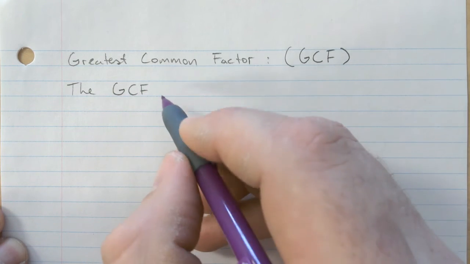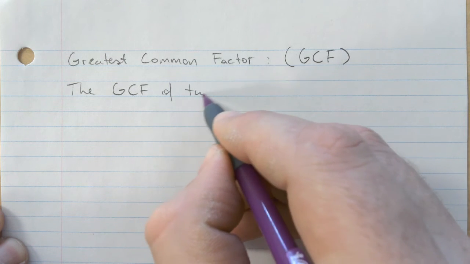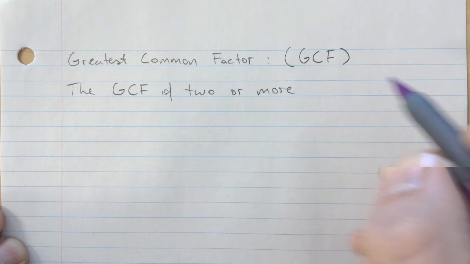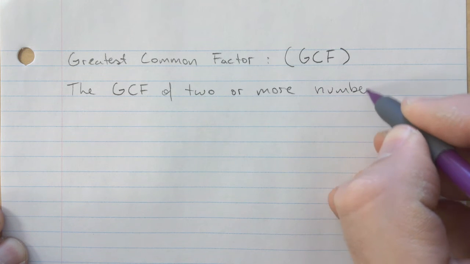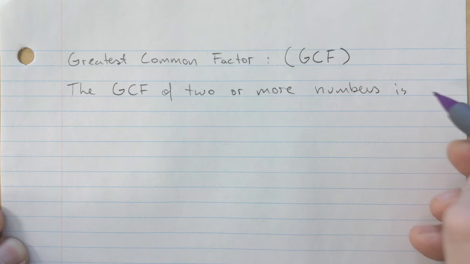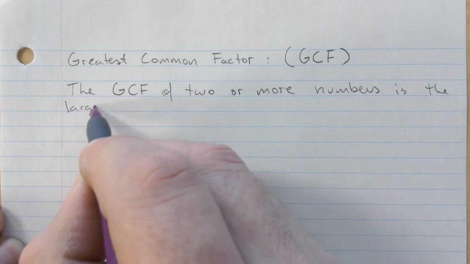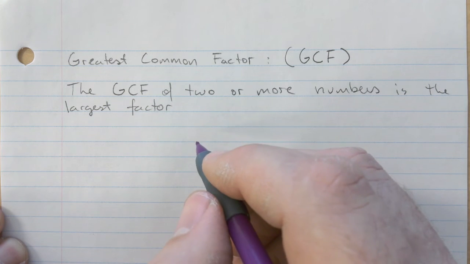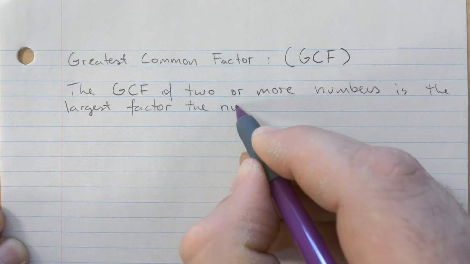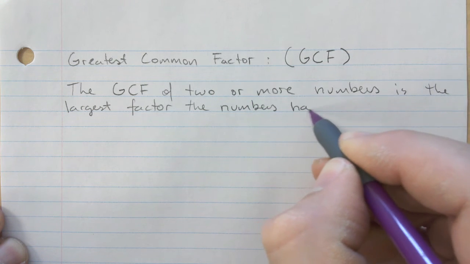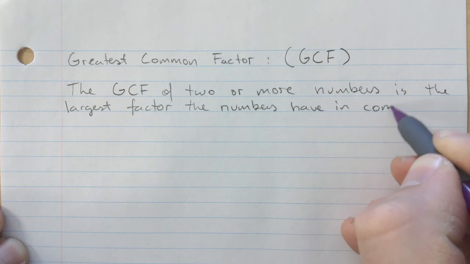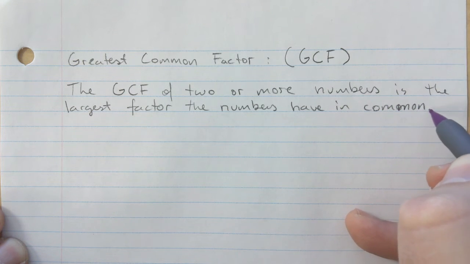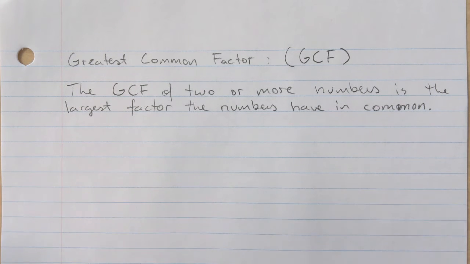The GCF of 2 or more numbers is the largest factor the numbers have in common. If you want to think of it a different way, it's the biggest number that goes into all of those numbers that you're finding the GCF for. Okay, that's what the GCF is.